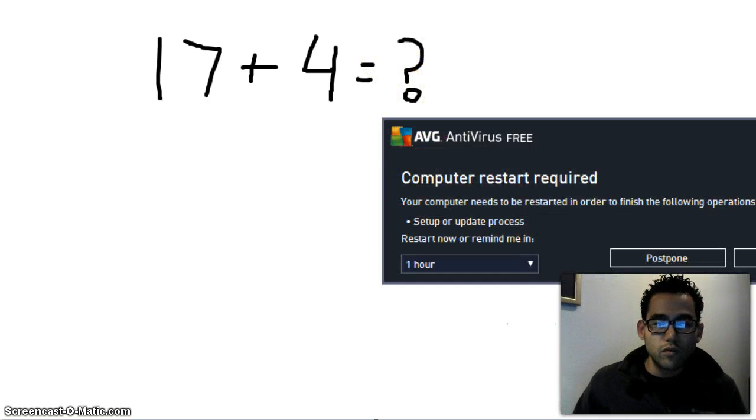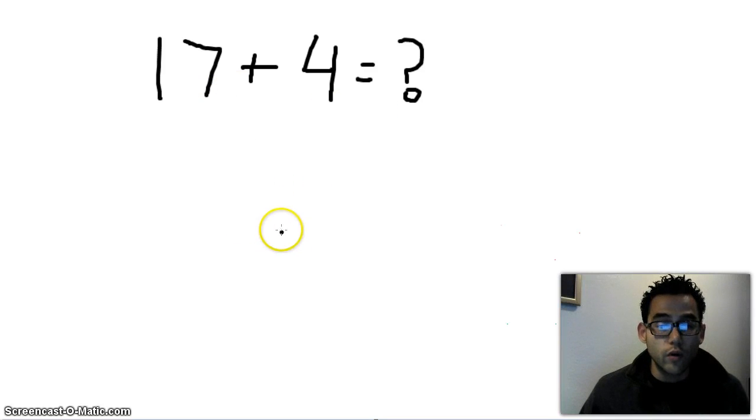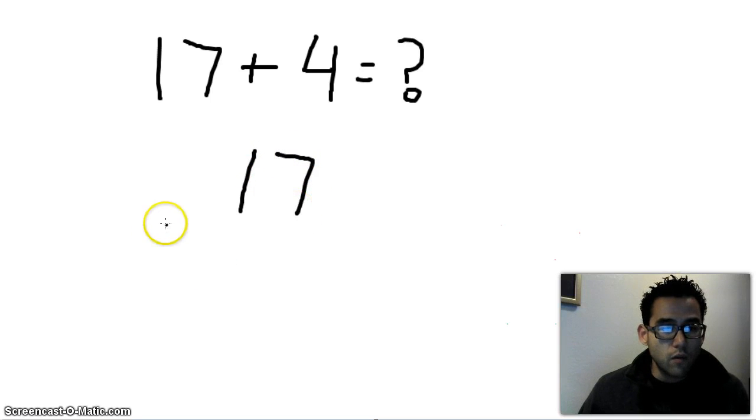So 17 plus 4, what's this one? 17 plus 4, ladies and gentlemen, go ahead and write that down. I want it in a vertical way. So I'm going to go ahead and put 17 like this. I hope you're copying this down. Now, I want you to put the 4 in the correct place value.